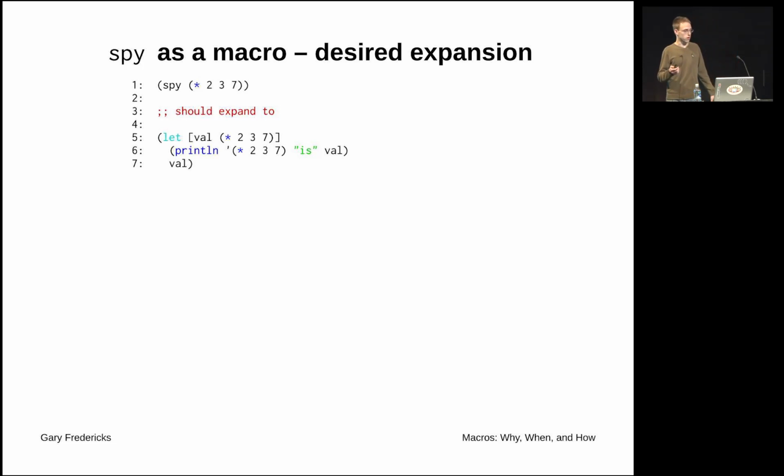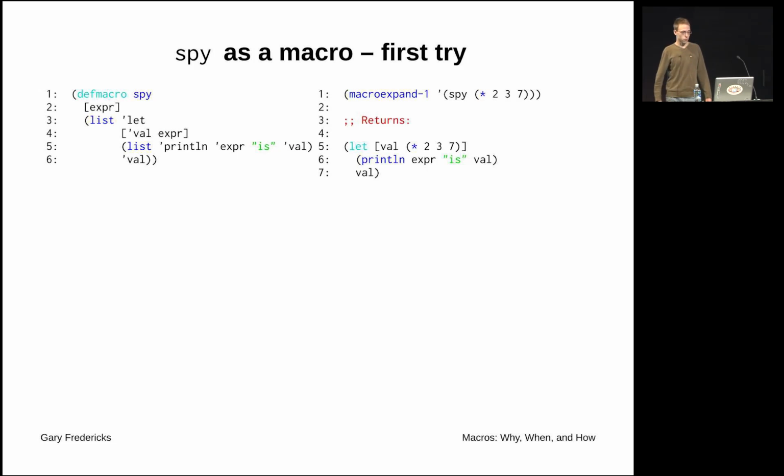So in this case, we want to use a let because we want to store the value once and then use it twice, once in the println and once when we return. So we have the let, and we put the expression there. We name it val, and we call println with the expression again, but this time quoted, and then we return the value. So if we want to have a macro that creates a let expression, we can use list with let.